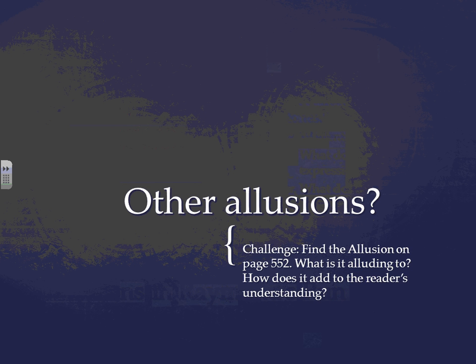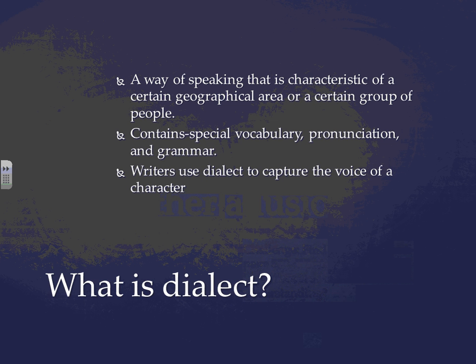All right. Are there any other illusions? So I'm going to challenge you. Find an illusion on page 552 of your book. What is it alluding to? And how does it add to your understanding of our story? So if you look at your guided notes, you'll see the challenge there. Read over 552, find the illusion, and answer those questions. All right, so moving on.